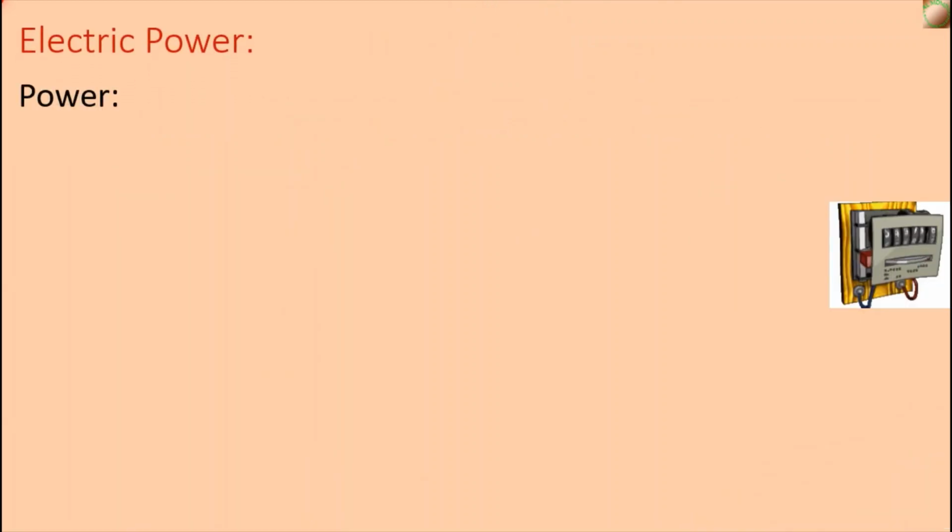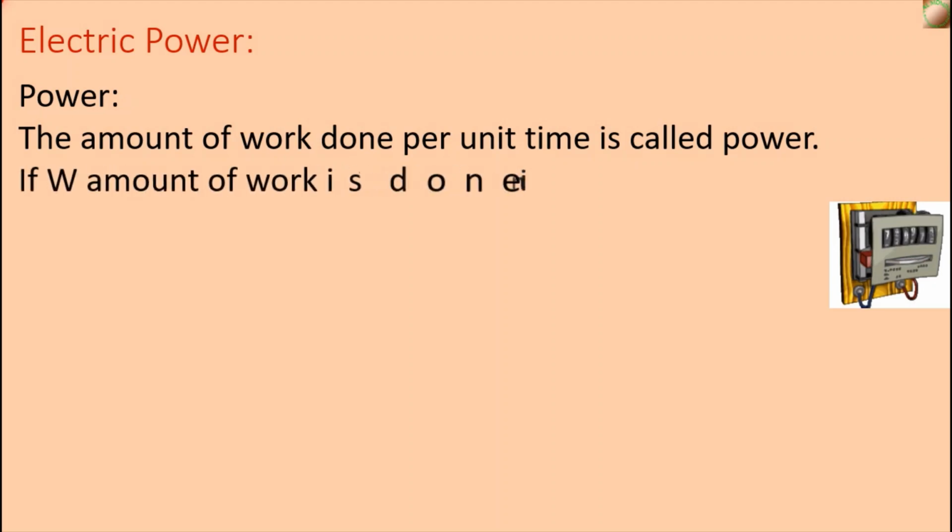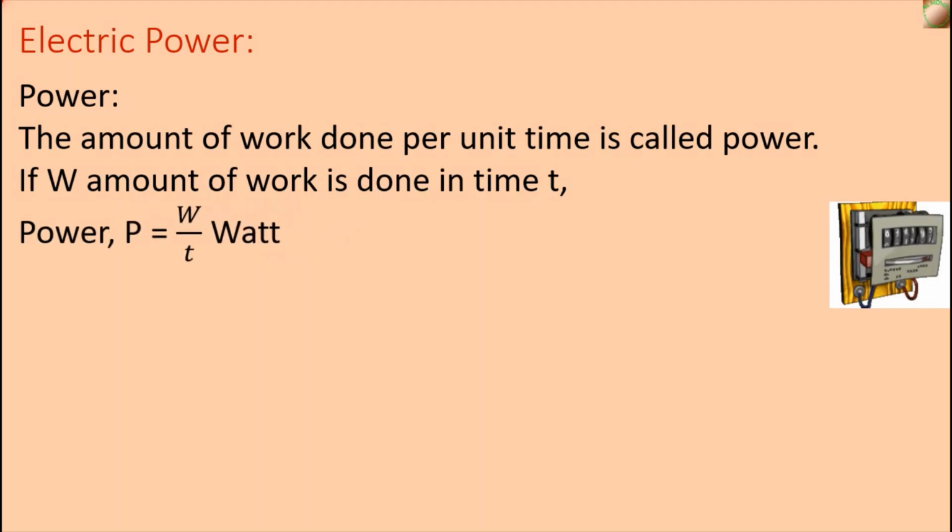Electric power. Power, the amount of work done per unit time, is called power. If W amount of work is done in time T, then power P is equal to W divided by T. Here W is the amount of work done and T is the time. The unit of power is watt.